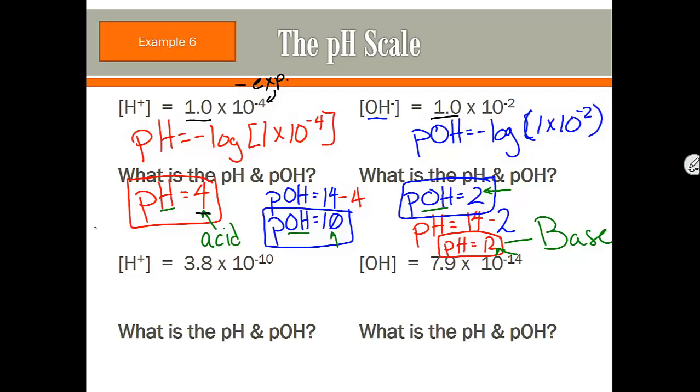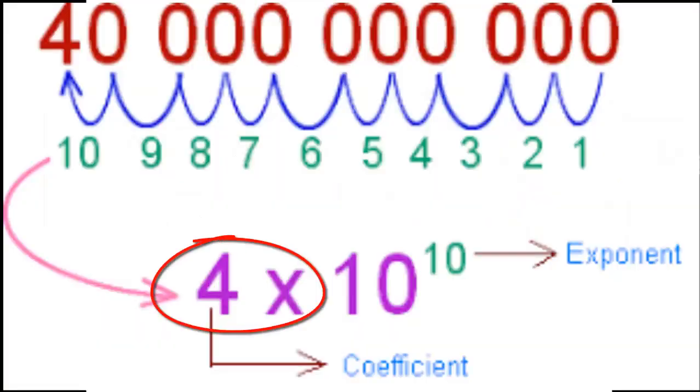And the pOH would simply be 14 minus that. Or here, since this is 1, the negative of negative 2 is 2, giving us a pOH of 2. This, however, only works if your coefficient is 1.